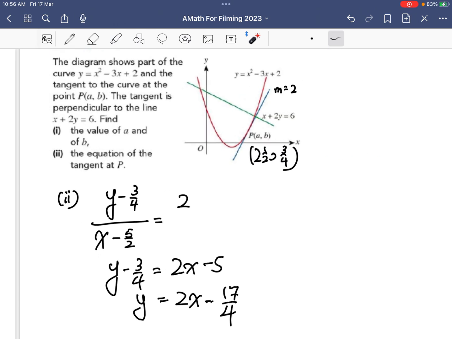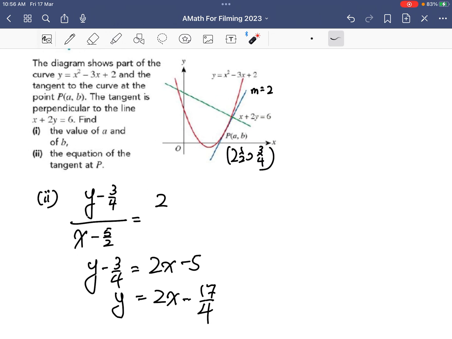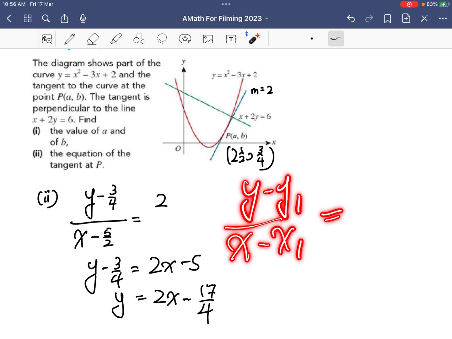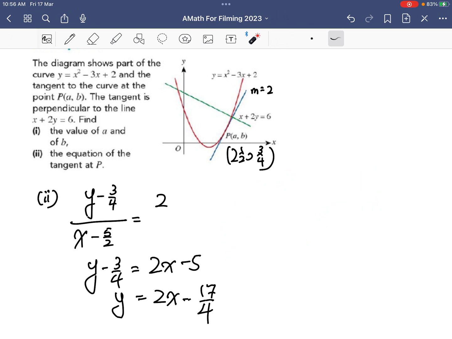Now, for part 2, it's a simple one. I already know the coordinates of P are 2.5 and 3/4. I know the gradient of the tangent equals 2 from part 1 itself. I just use y minus y1 equals gradient 2 times x minus x1. I resolve it and get the equation of the tangent at P.